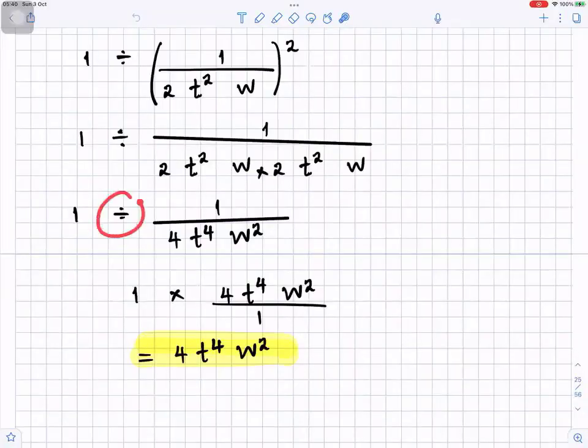And when you divide, you change it to a times, and then you flip the fraction. So the 1 comes underneath, and this one goes to the top. So it becomes 1 times 4t to the power 4 times w squared, which gives you 4t to the power 4 w squared.